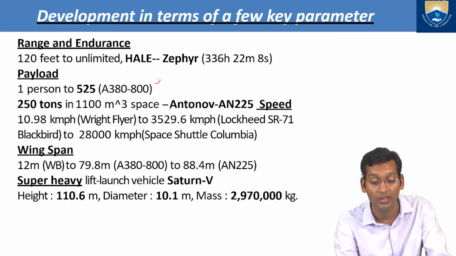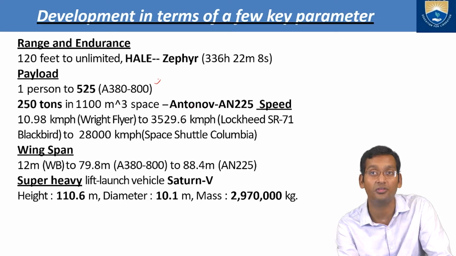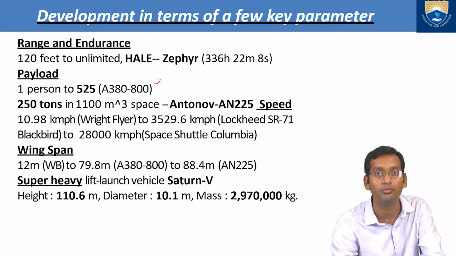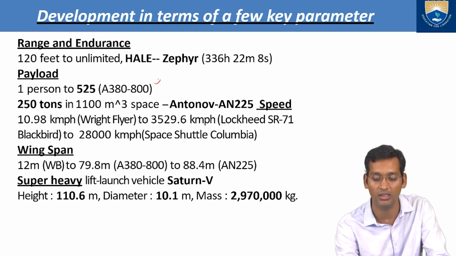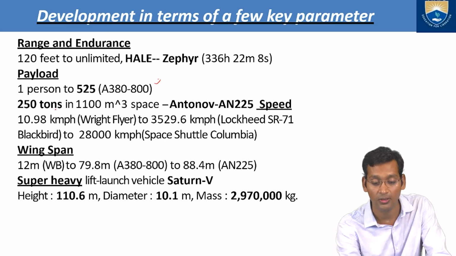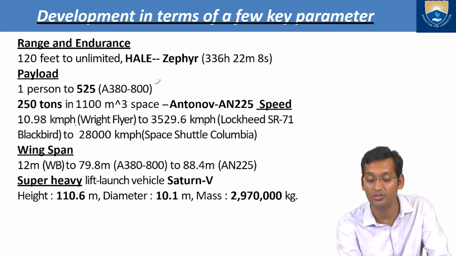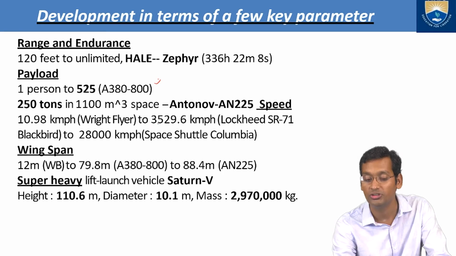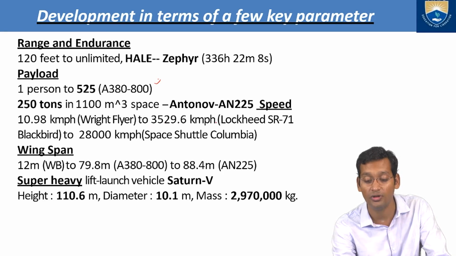250 ton. The volume of that is 1100 meter cube space they have. Whom? Antonov. We know that is the world's largest aircraft. Even though that is not more than last year only that got, but that was the biggest, or you can say largest cargo aircraft, having the capacity or payload of 250 ton. 250 ton is what? 1 ton is 1000 kg. So that much weight it can carry. Their speed is 10.98 kilometer per hour, to 3529. Just see, 3529 kilometer per hour.